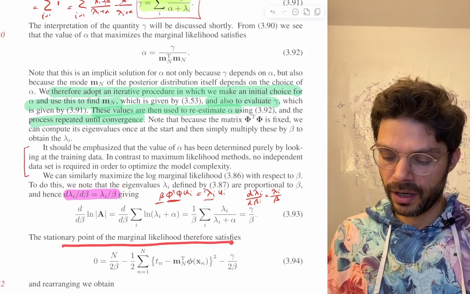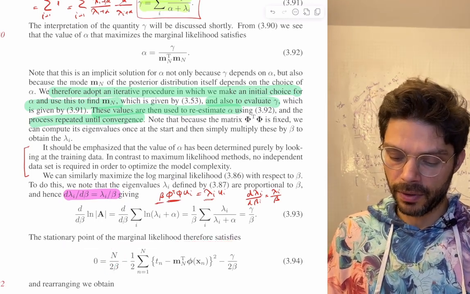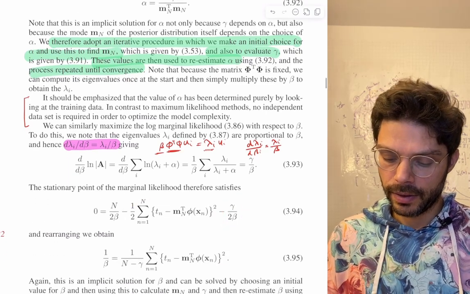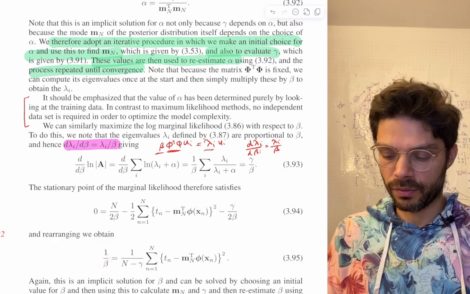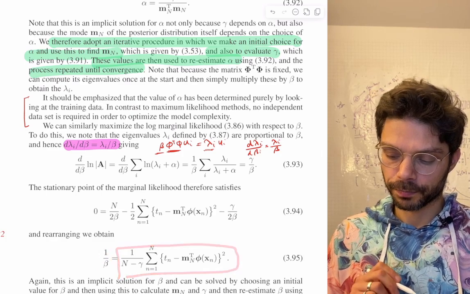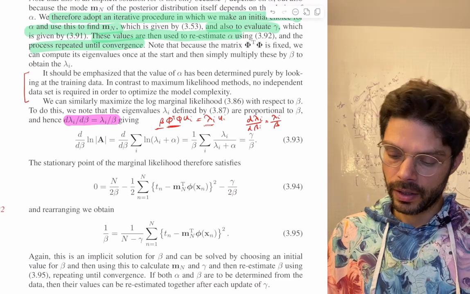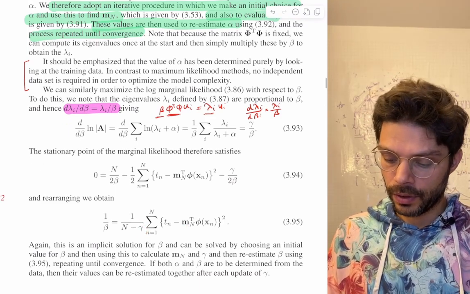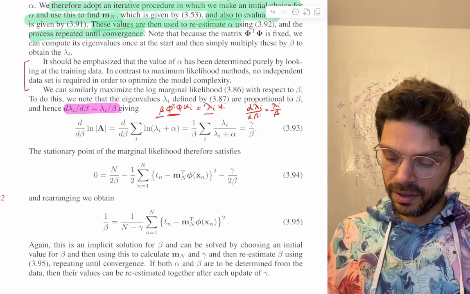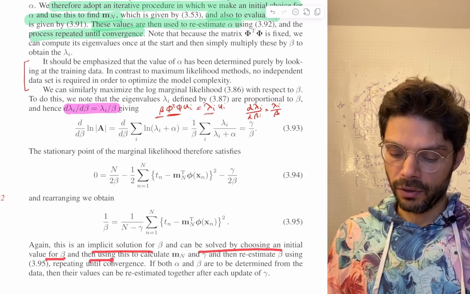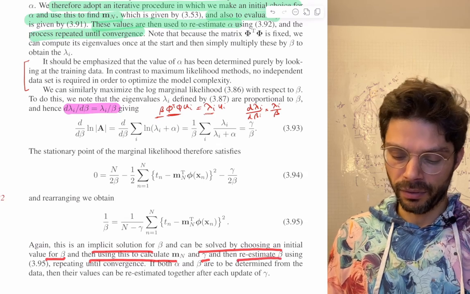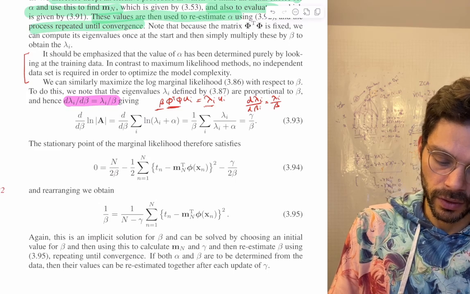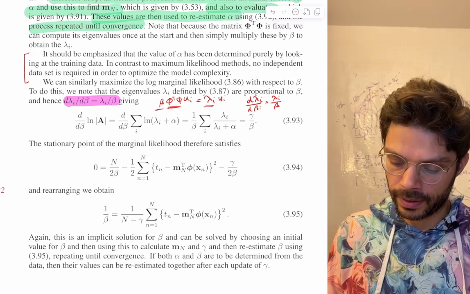The stationary point of the marginal likelihood therefore satisfies, again, this kind of normalizing constant. Remember, there's a beta term outside of this goodness of fit term, so now the beta disappears. And now we have gamma over 2 beta. Then after rearranging, we again obtain this kind of expression. And again, we're in that situation where the beta is going to show up inside here, and it's actually going to show up with the gammas as well. So again, it becomes the same idea. So an implicit solution for beta can be solved by choosing an initial value for beta, then using this to calculate m of n and gamma, and then re-estimate beta, and so on, until convergence. Let's just highlight this: an implicit solution for beta.